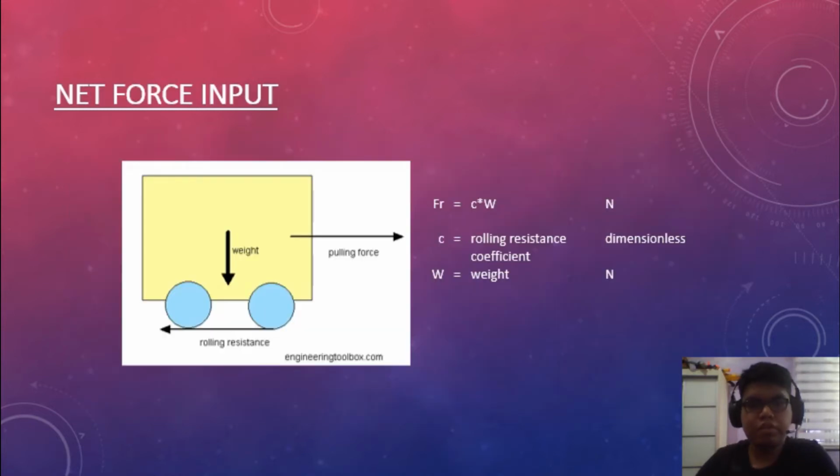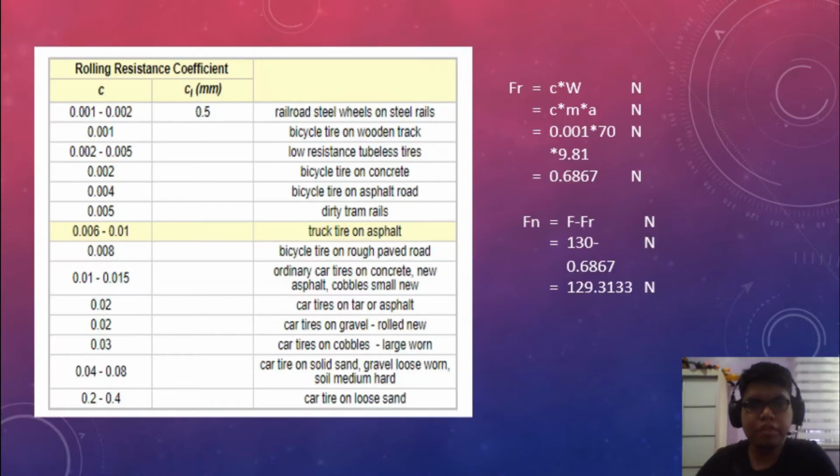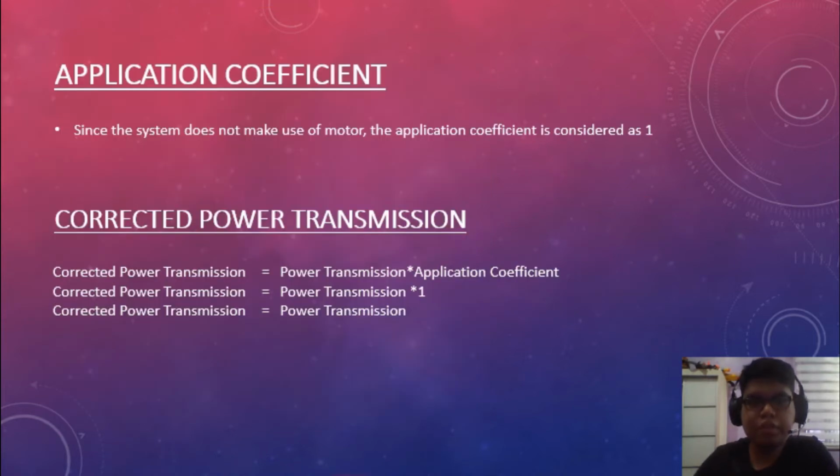And then we continue on to the net force input. For calculating the net force input, we need to consider a rolling resistance, which is equal to the rolling resistance coefficient times the weight of the user. According to the table on the left side here, you can see a list of rolling resistance coefficients according to the scenario. In this case, we consider our C, which is 0.01. Then we put it into the formula, and finally we get the net force input, which is around 129.3133 Newton.